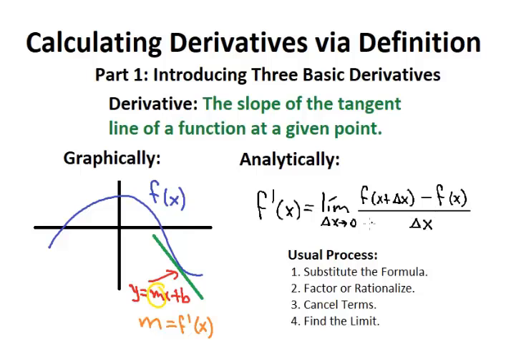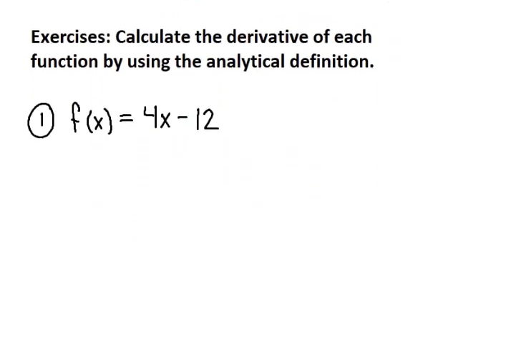What's the usual process we're going to see in this video? Well, we're going to learn how to use the formula by substituting the function that is given. We're going to either factor or rationalize, and based on that, we're going to cancel terms to find the limit. Once we find the limit, that will be the derivative. It's a long process because we're using the definition instead of rules or tricks that may make things easier for us. But it is important to know how to use the definition. So let's go right to the exercises, okay?